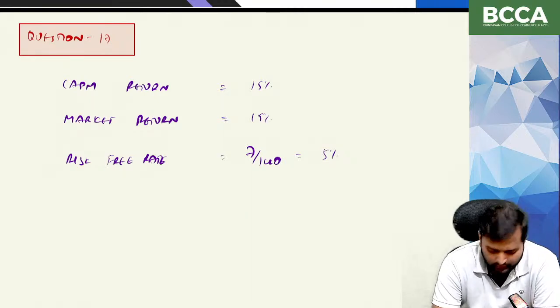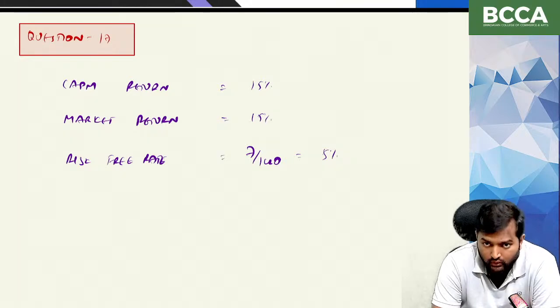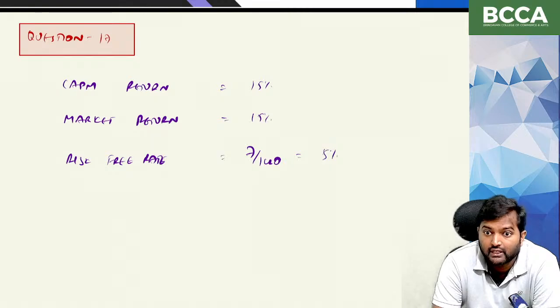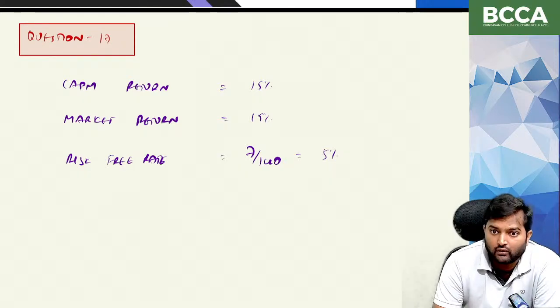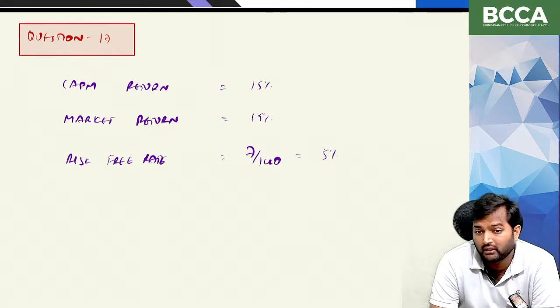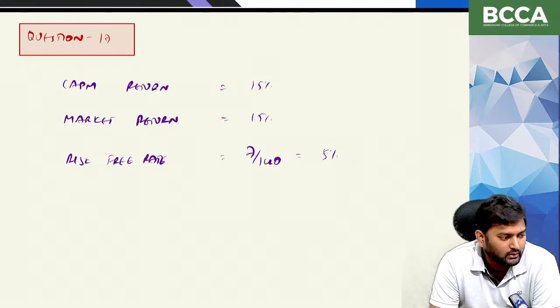Why are we doing 7 divided by 140? Because 7% interest rate shall always be applied on face value. So we are assuming face value is equal to 100. That's why we are receiving 7% interest, but market price is $140. So that's why 7 divided by 140, 5%. This is the answer given in study material.